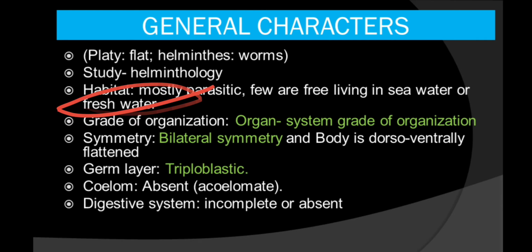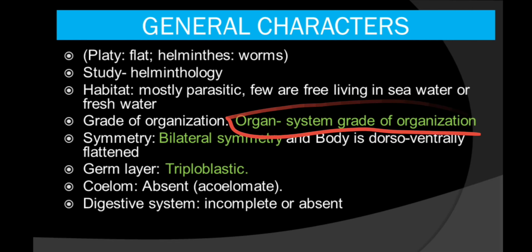And the grade of organization, as you have seen, is the organ system grade of organization. In the exam, in an MCQ type question, it might be asked which phylum has the tissue organ system of organization. You have to tick the platyhelminths, because some tissues are there as well as organs. So they have a tissue organ system level of organization.